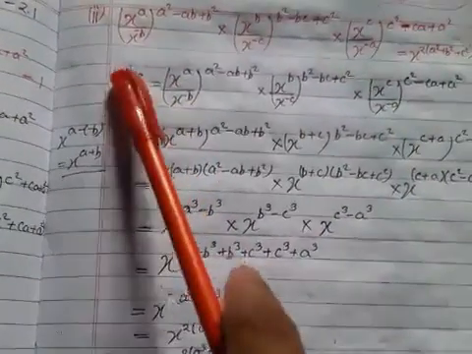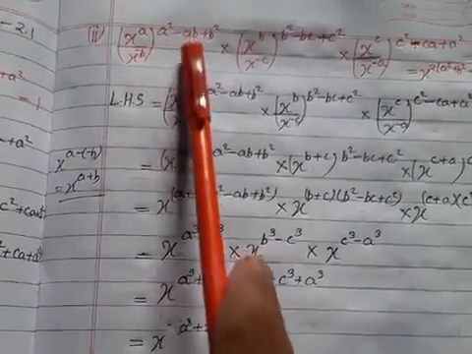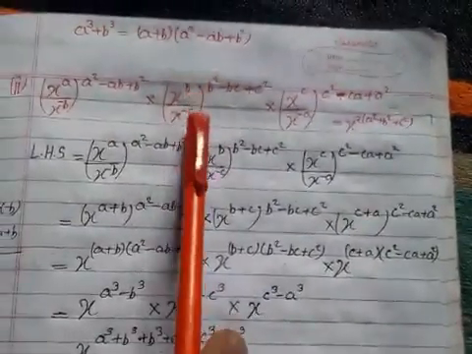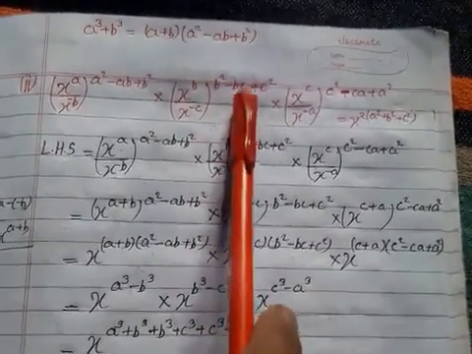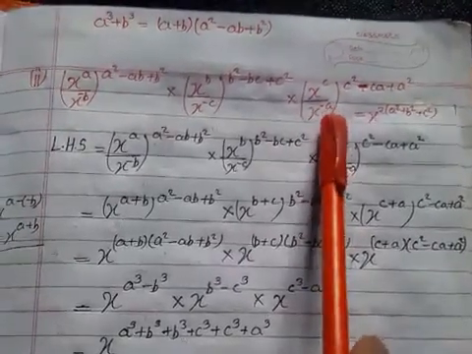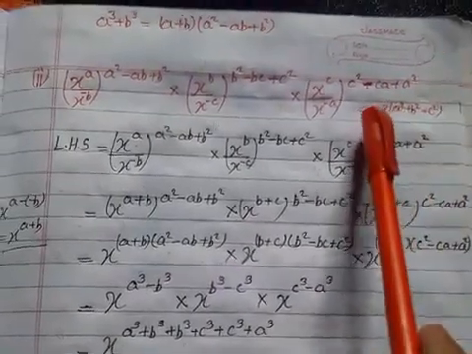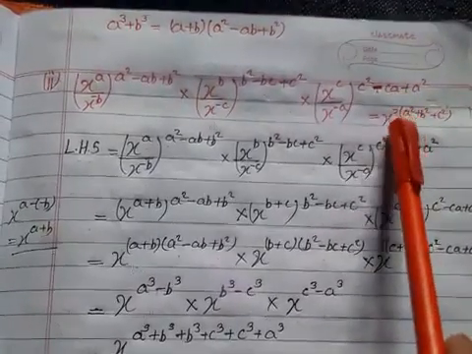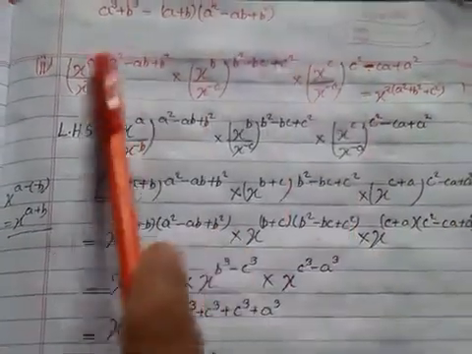Now what is LHS? LHS is x to the power a by x to the power minus b into a square minus ab plus b square into x to the power b by x to the power minus c into b square minus bc plus c square into x to the power c by x to the power minus a into c square minus ca plus a square, is equal to x to the power 2 (a cube plus b cube plus c cube). This is RHS and this is LHS.